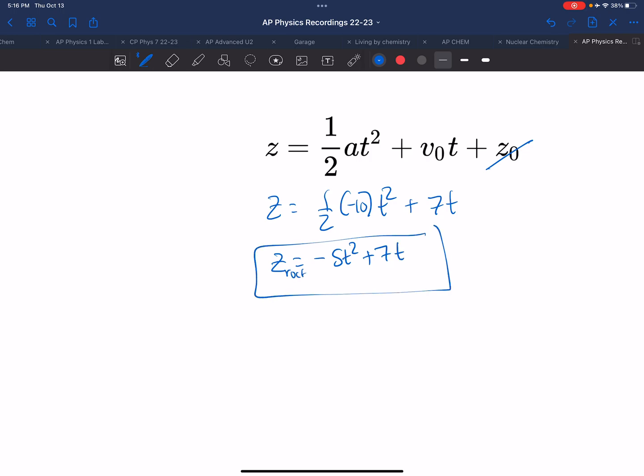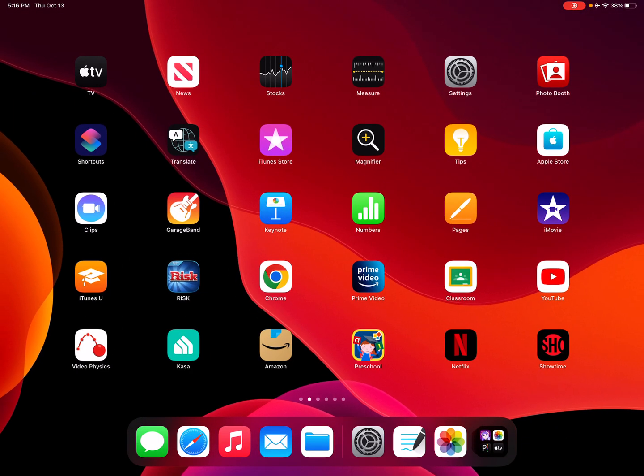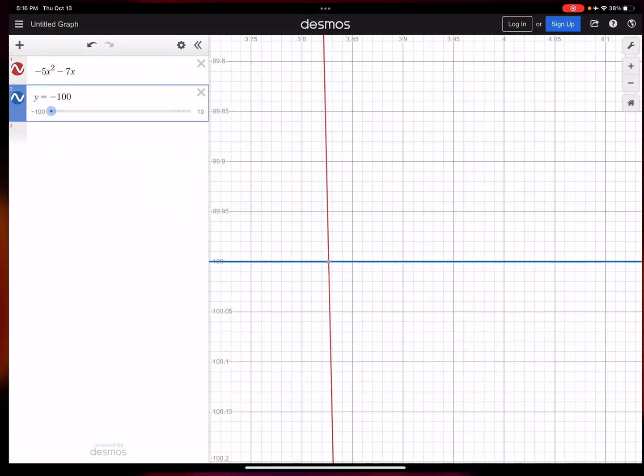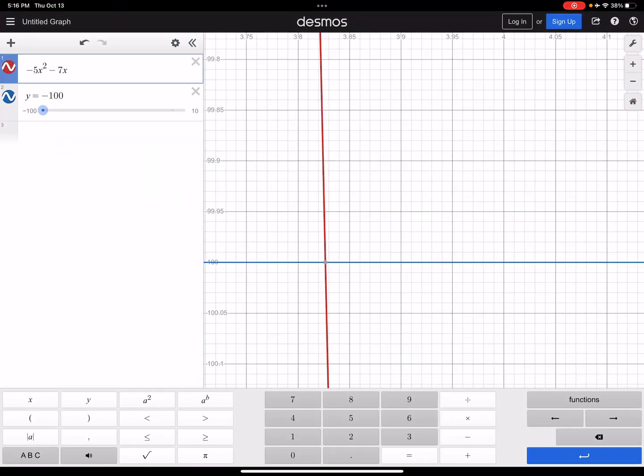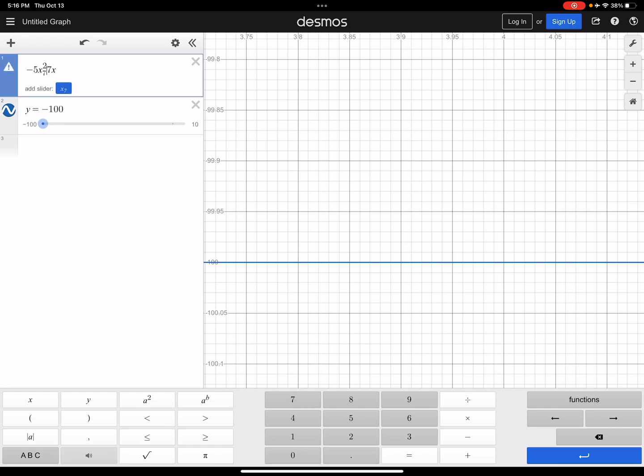That's the z of the rock. The equation for the ground is again minus 100. So we're looking for when these two intersect. Now we can go to our graphing calculator. Lo and behold, instead of it being minus 7x, it's plus 7x. Oops.